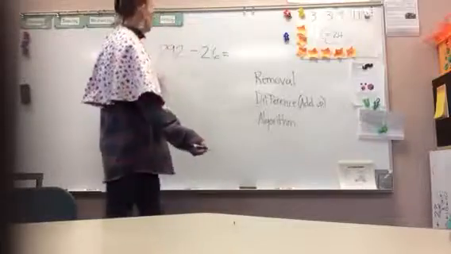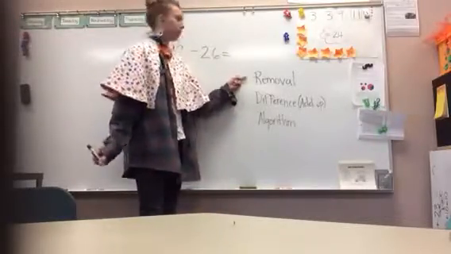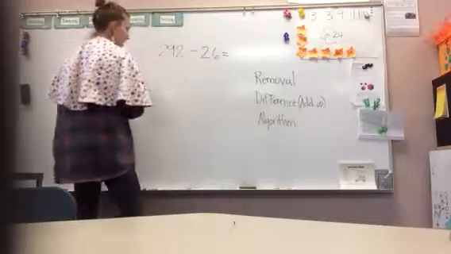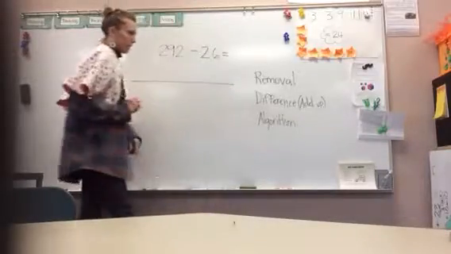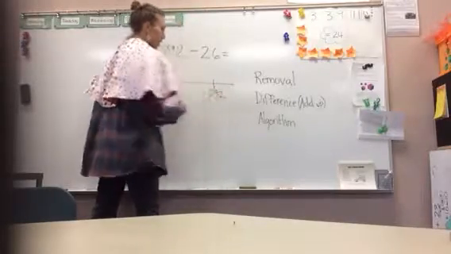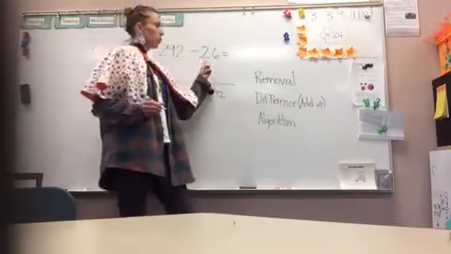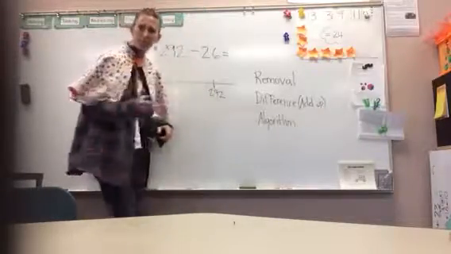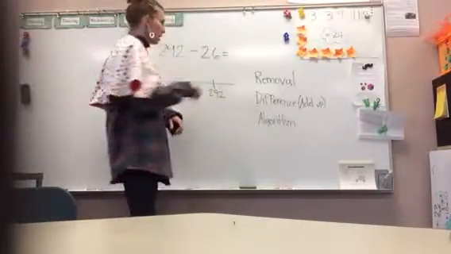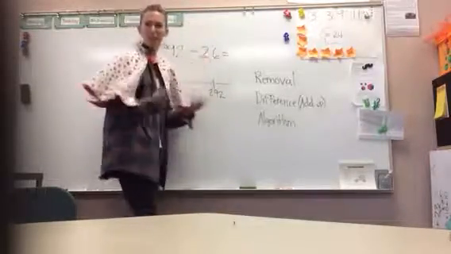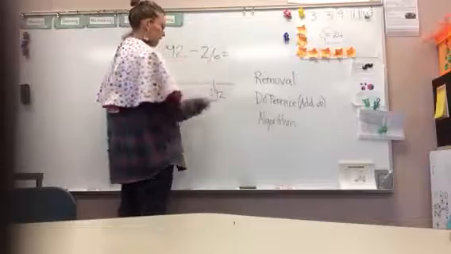Okay, so let's go ahead and look at our strategies here. We could use the removal strategy, where on the number line, we start at 292, and then we remove 26 from it. That actually seems like a pretty good strategy to me. That might be the one I choose, because 26 is not very big, so it seems like that would be kind of good to do.